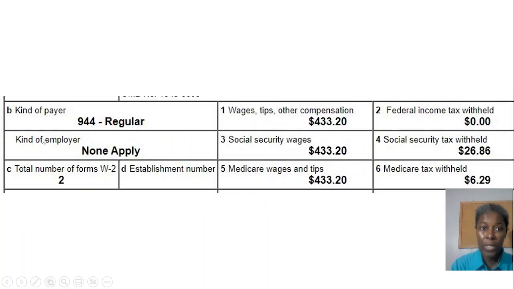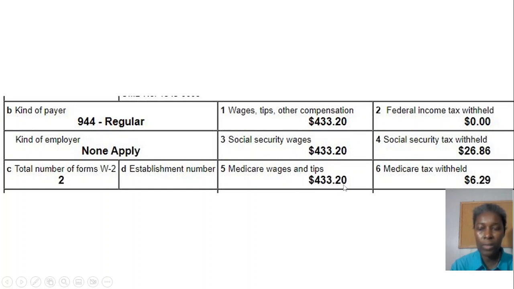Okay, so for the W-3, you choose the kind of payer you are. That's the form you are going to file with the IRS, or if you fill it out, you have it in your system. The kind of employer we selected is "none apply." Then the number of W-2s that you entered, two in our example. The total wages for those two W-2s is 433.20. Then the income tax withheld, and the total Social Security was 26.86 and 6.29 for Medicare.